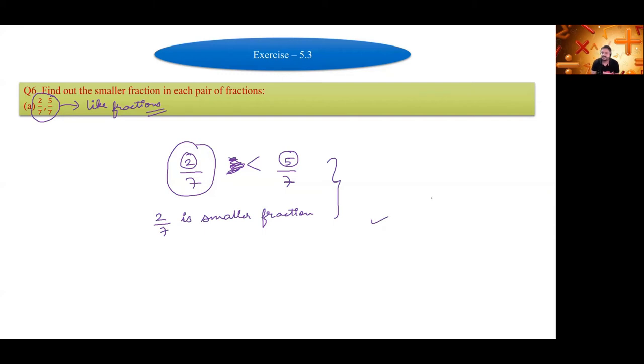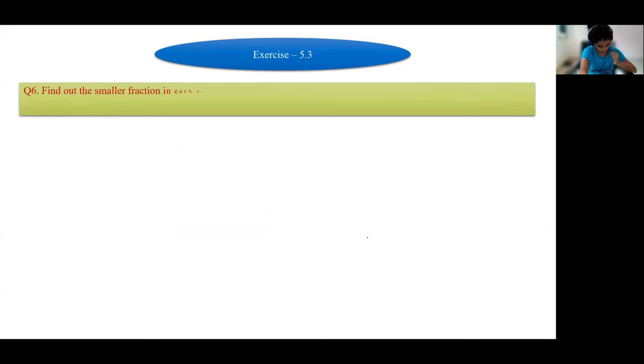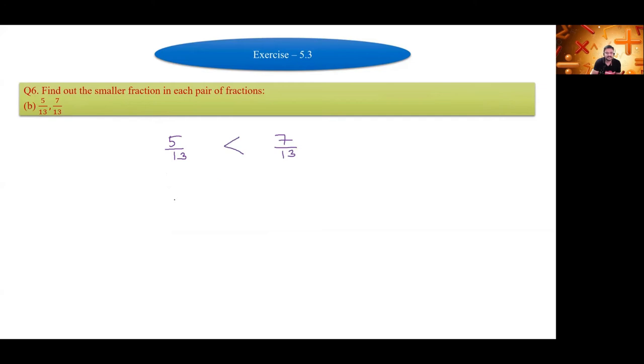Next one. Srishti Rathi. Yes, sir. Find out the smaller fraction in each pair of fractions. Sir, 5 by 13 and next 7 by 13. Okay. So smaller will be 5 by 13, meaning greater will be 7 by 13. Okay. Yes, sir. So 5 by 13 is the smaller fraction.